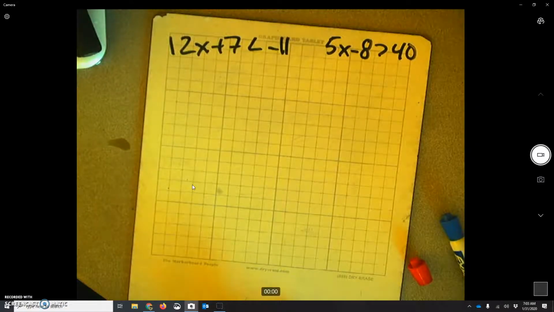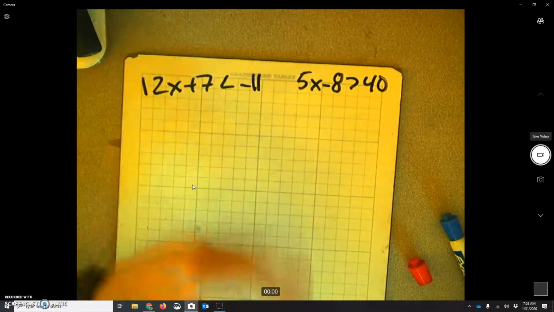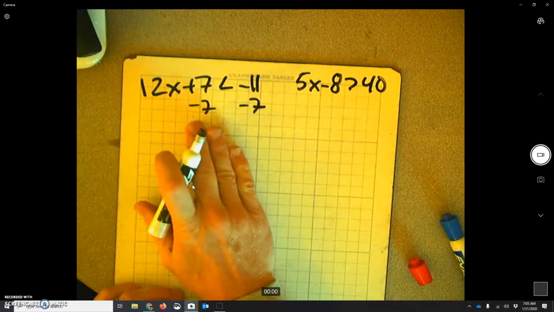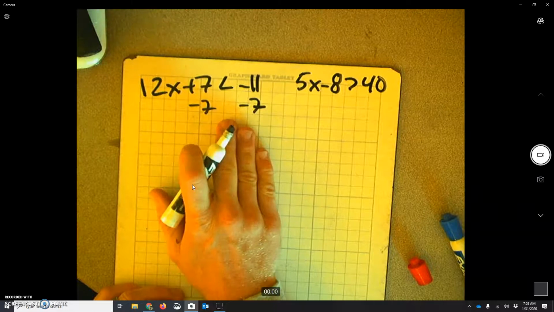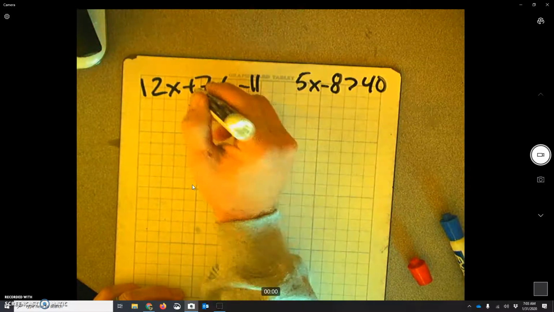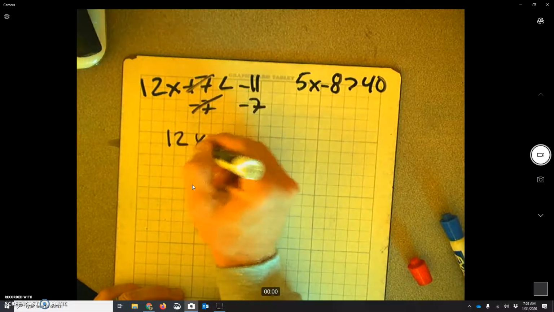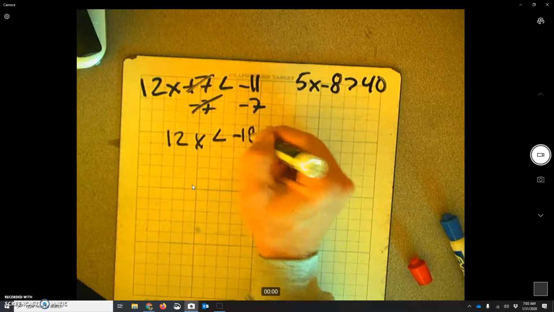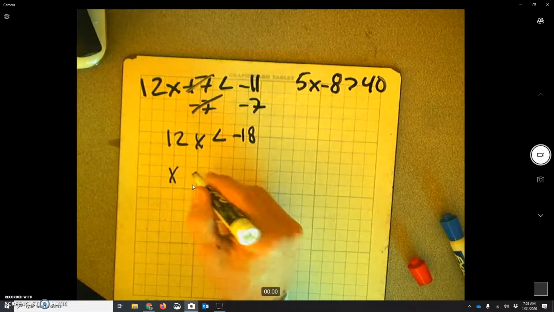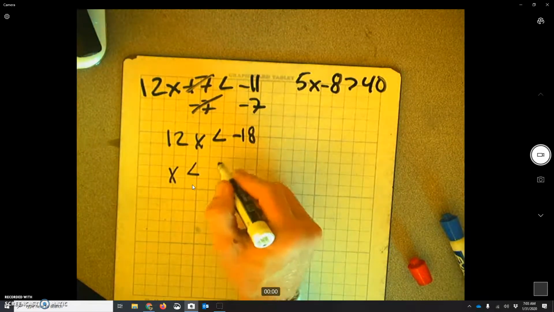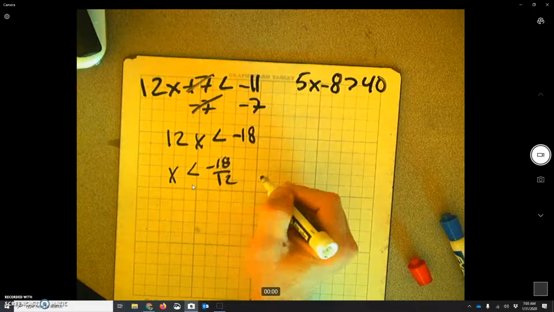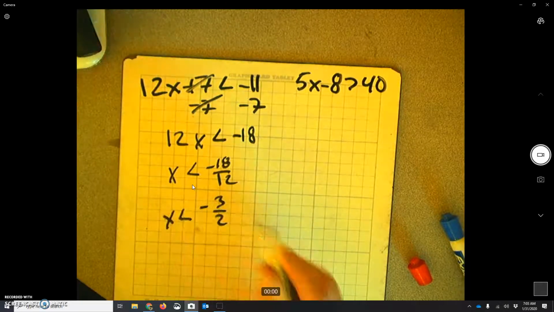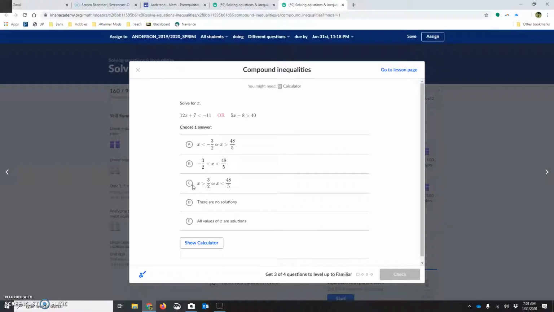Okay, so we already have only one variable, so all I have to do is move over this 7. So -7, -7. Now when you add and subtract negative numbers, you don't change the sign. It's only when you multiply, okay? So cross off, 12x greater than -11 - 7 is -18. And then finally we're going to divide by 12. So we're going to get -18 over 12, or it's going to be -3/2. Okay? Just see if that's an option already.